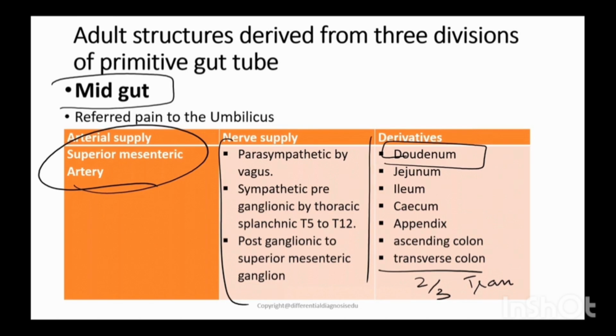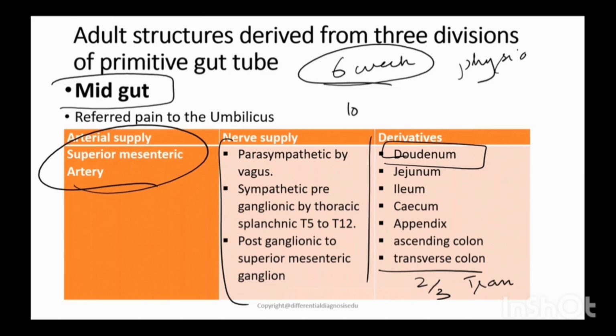The important point in midgut is that around 6 weeks of development, the body cavity will be small, but the gut is growing very fast. That can cause physiological herniation of the midgut. It's called a physiological hernia. Why? Because the abdominal cavity is small and the gut is growing very fast. It results in herniation of the midgut through the umbilical ring, and this will get resolved around the 10th week of development. So remember physiological herniation, which develops around 6 weeks.